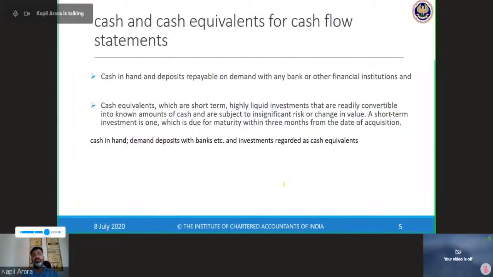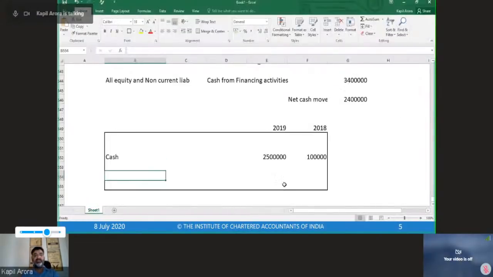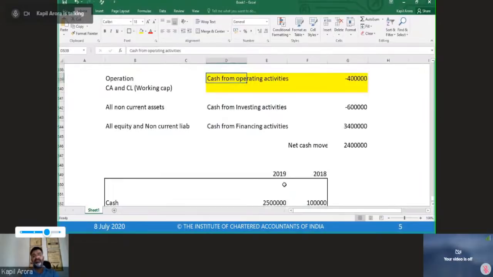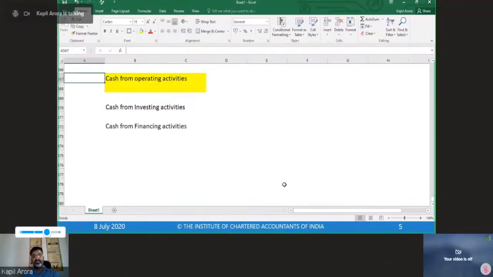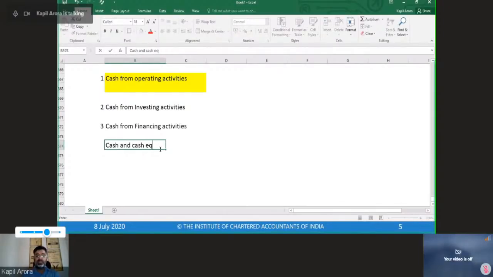Now coming to another point. When you are preparing the cash flow statement, along with these three activities, we will be discussing these three. But there are certain items which never fall under any of these. That we call cash and cash equivalent.